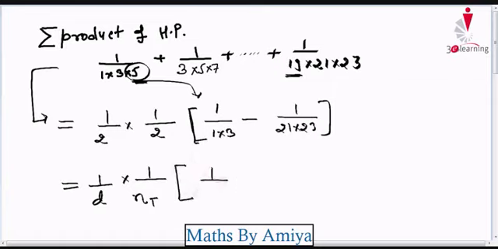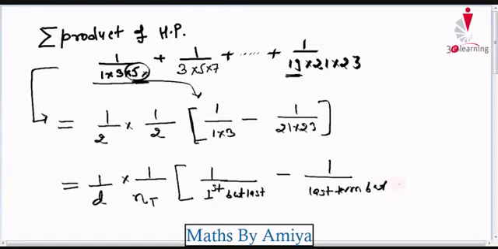So this is 1 upon first term but last. We are looking for the first term but missing the last term of this one, minus 1 upon last term but first. This is the formula for an SP.